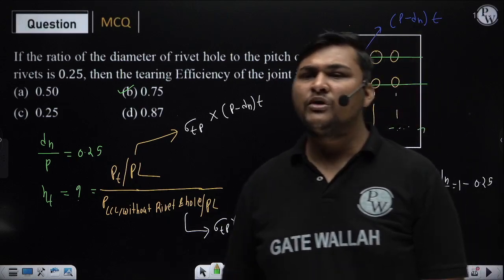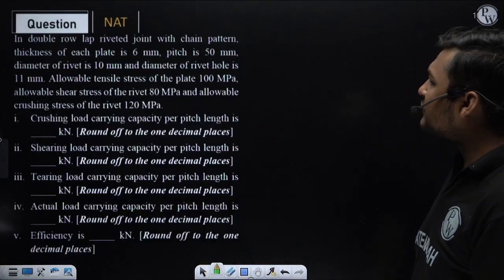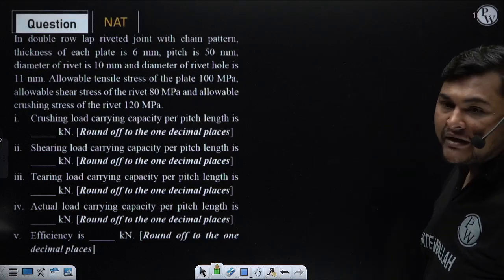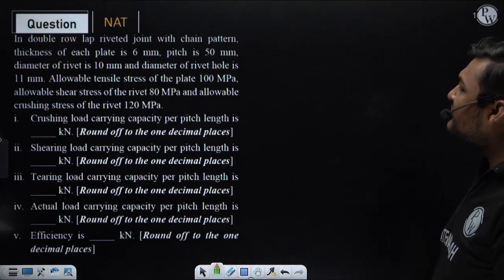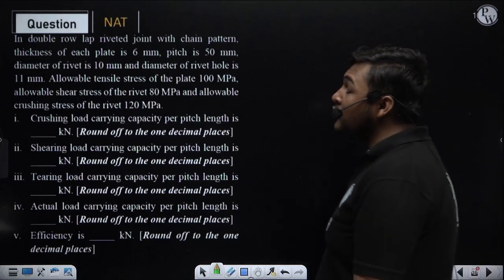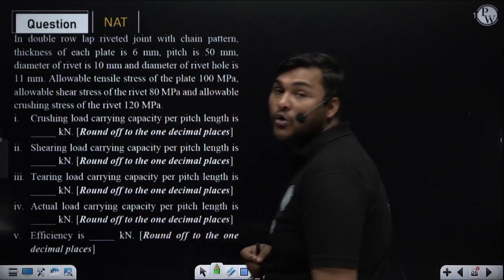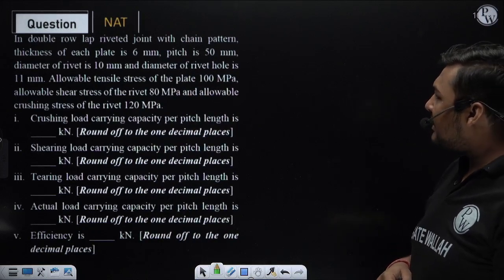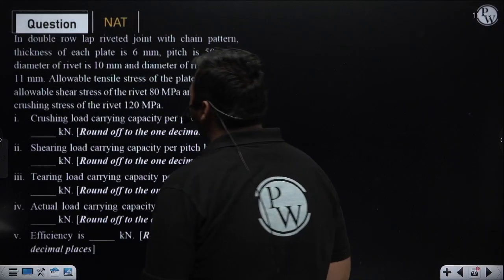Now I am solving one more question, the next question. What this question is saying: in a double row lap riveted joint with chain pattern. So the number of rows is 2 because it is a double row lap riveted joint. The thickness of each plate is 6 mm, so the thickness of each plate is given.